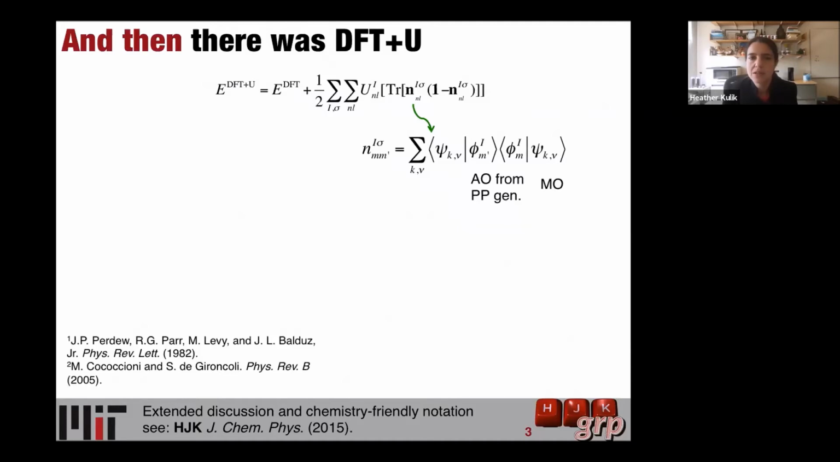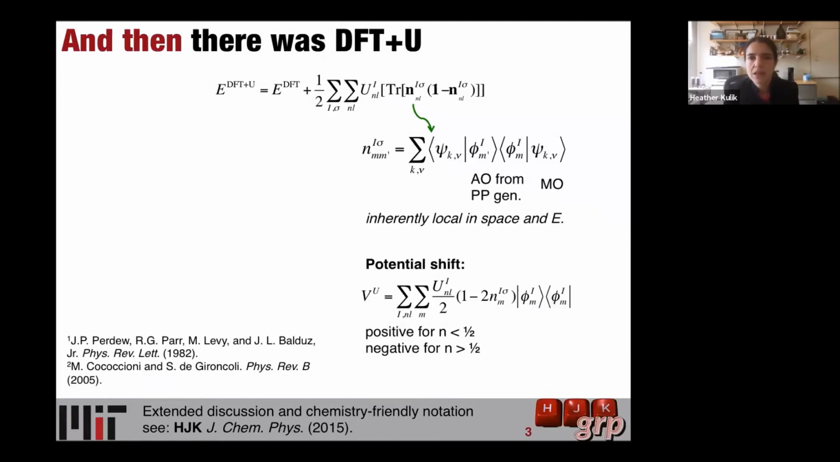Some of this is discussed in the appendix of some of our papers, as well as in some papers by the Payne group. But we need to take our extended states and understand how localized or not our electrons are, and the occupation matrix is the key ingredient for that. And then the other thing to note is that if you take the first derivative of the DFT+U energy with respect to occupations, the potential shift is positive for less than half-filled orbitals and negative for more than half-filled orbitals. And it approaches zero for exactly half-filled orbitals.